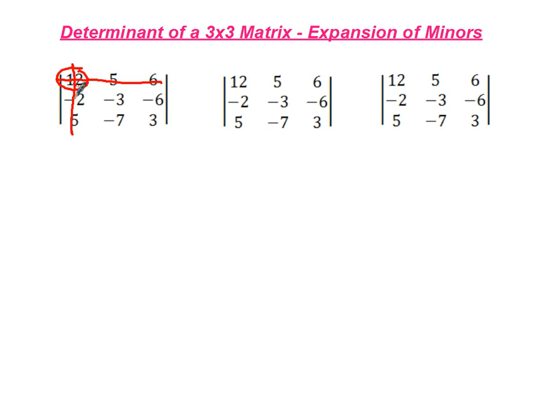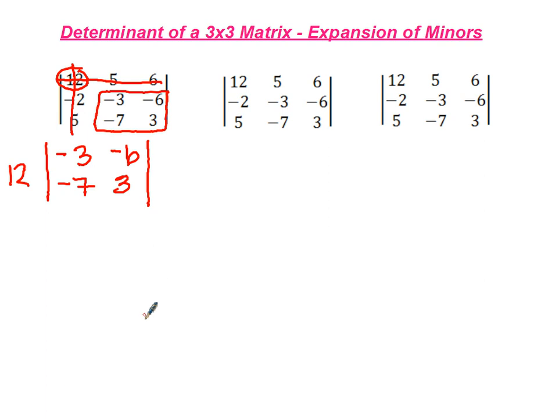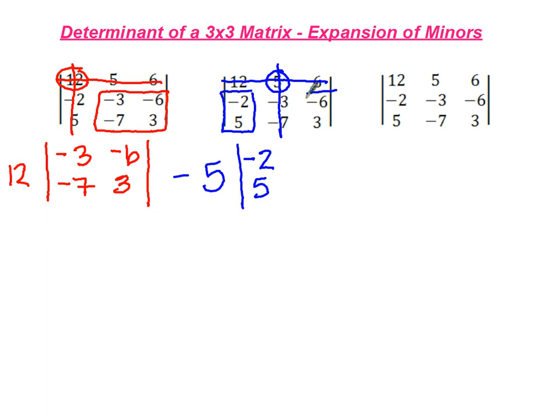My coefficient then will be 12 that I will use. And I'm going to find the determinant of the values that remain. To find my second minor, I again eliminate the first row, but now the second column. So 5 is my new coefficient, and we're going to use the opposite of 5 and the determinant of the values that remain, which are negative 2 and 5. And these last two values over on the side, negative 6 and 3.